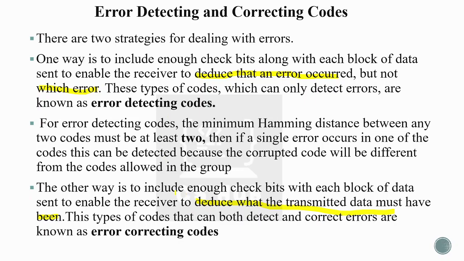In error correcting codes, we also include enough check bits with each block of data, but here the receiver can deduce what the transmitted data must have been. That means the receiver can find that an error has occurred, in which bit the error occurred, and can easily deduce the original data. Codes which can detect and correct errors are known as error correcting codes; those which can only detect are known as error detecting codes.